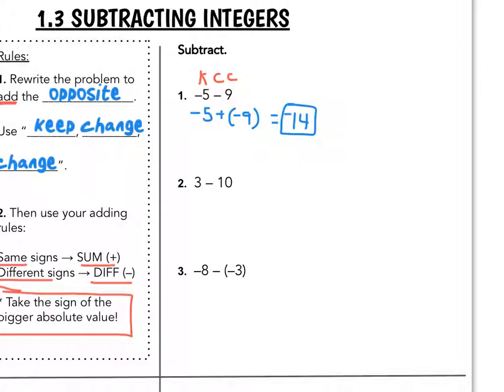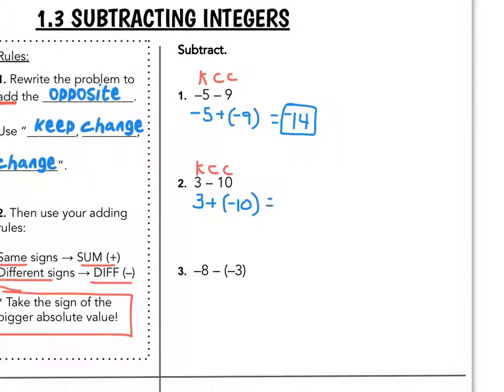Let's try it again with number 2. You see a subtraction sign, that means you have to do keep, change, change. So let's write KCC above that. Again, it stands for keep. We keep the first integer, so that's a 3. We change the subtraction to addition, and then we change the second integer to the opposite. This was a 10, now it's going to become a -10. So I'm going to put that in parentheses.